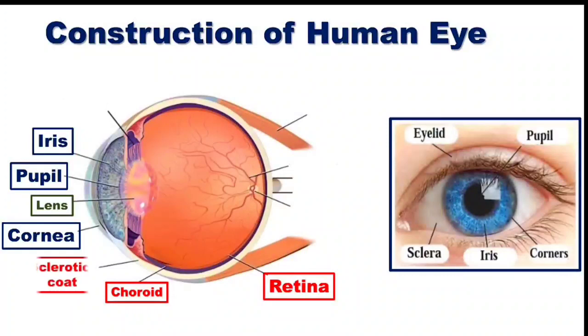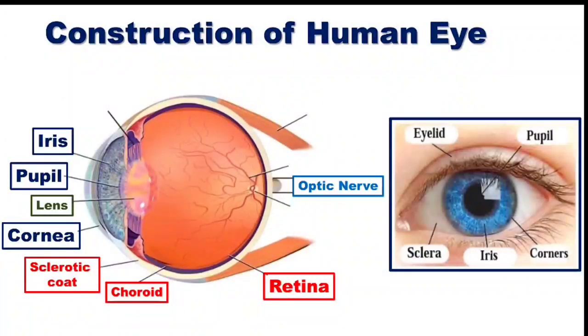Next part is the sclerotic coat, that is the sclera. It is the outer covering, the protective, tough white layer called the sclera. In short, it is the white part of the eye, as shown in the right hand picture also. The sclera is the white part. Okay. Next part is the optic nerve.